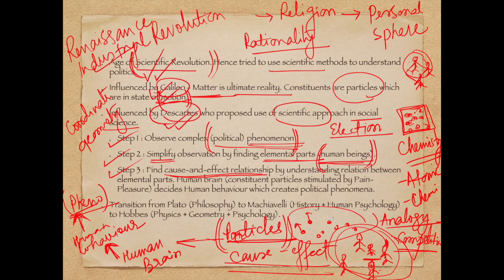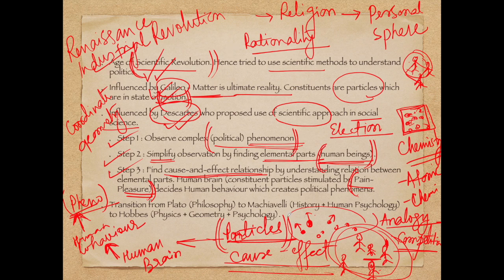In this connection, Hobbes prescribed that it's dependent on the pain pleasure principle. Inside the human brain, the particles are always attracted towards something that gives them pleasure, and they are always moving away from something that gives them pain. So it's something that simple. If you give a human being pleasure, he will move towards it. If you give a human being pain, he will move away from it.